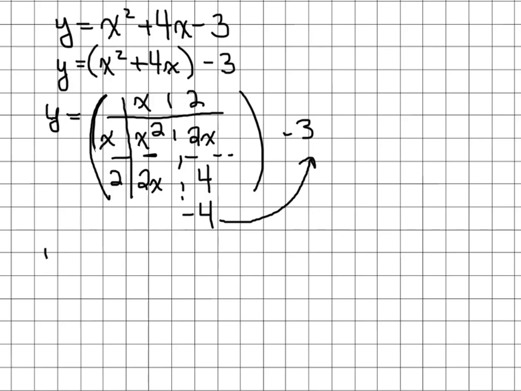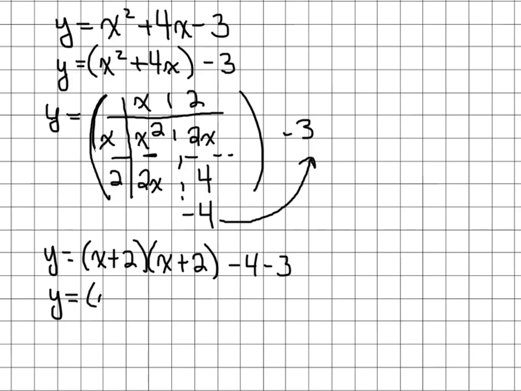Now I'm going to rewrite this. So I have my factors of x plus 2 times x plus 2. And I have -4 minus 3. And because these two are identical, it's x plus 2 all squared minus 7. So now we've gone from standard form to vertex form. And what's nice is that I can immediately get the vertex from this form of the equation. So I'm able to answer some questions right away if they're asking for the vertex.